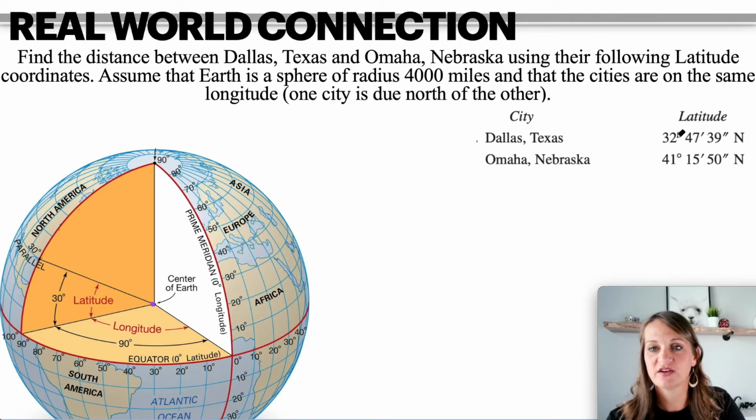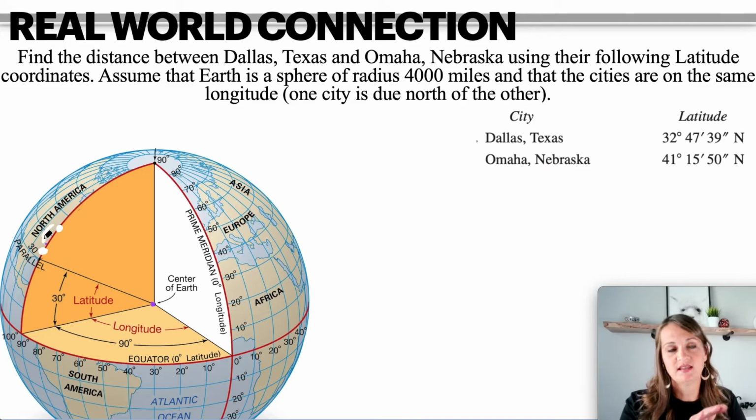So Dallas is at 32 degrees, 47 minutes, and 39 seconds. So let's say Dallas is, if that's 30 degrees, about right here. That is Dallas. There's Dallas. And Omaha, Nebraska is about right there. What we want to know is the distance. Now, it's not a straight shot because the Earth is curved. That is why this becomes a little different, because when you take the curvature of the Earth into account, it is going to be a different distance than if you were to just draw a straight string.